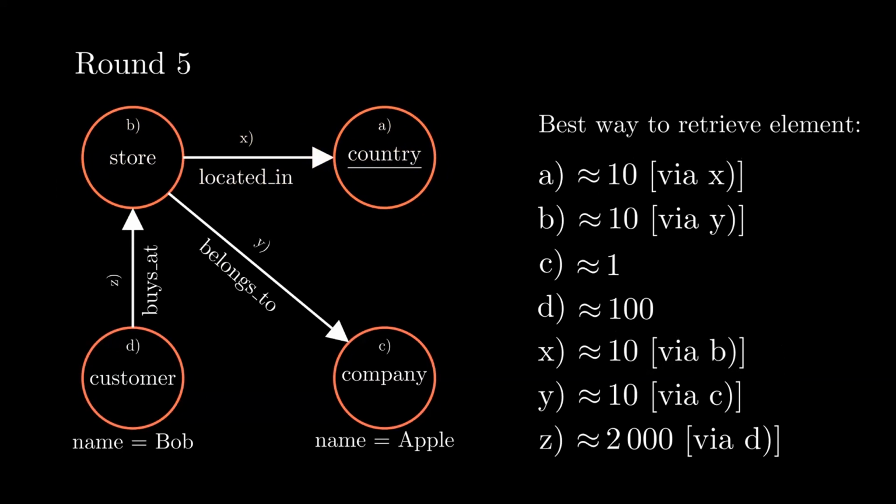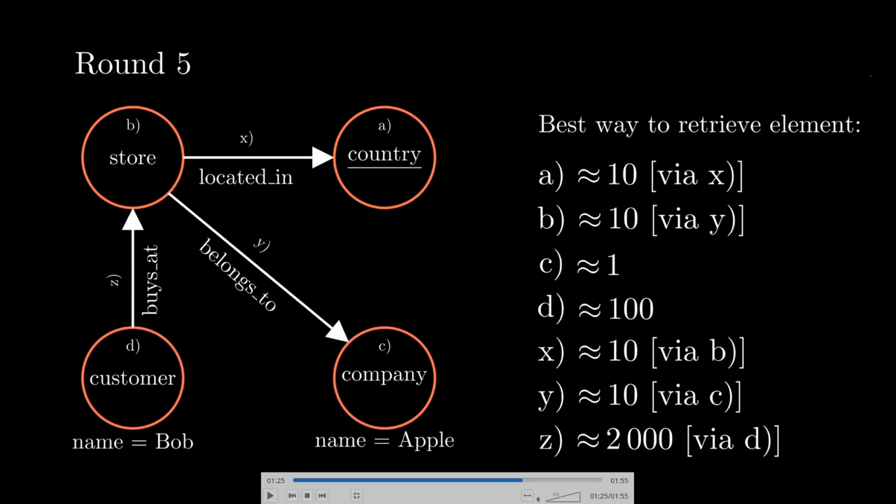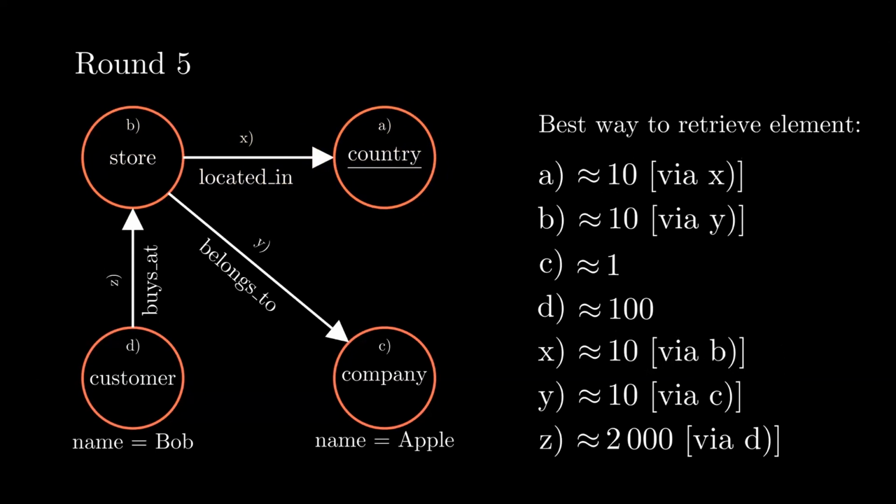And we can now take one step back, look at the best ways to retrieve the elements, and look at how we got them. I wrote that in brackets behind the estimations. So we can now go through one by one. Take a look at the vertex A. We can achieve this with an estimation of 10 results via the edge X. And for every vertex and for every edge, do the same thing.